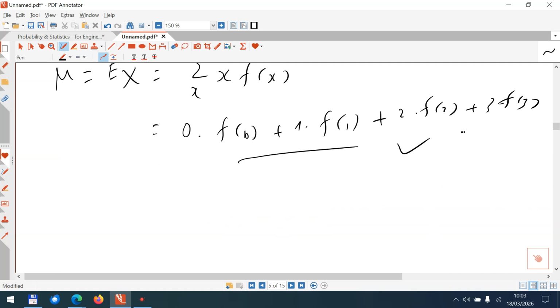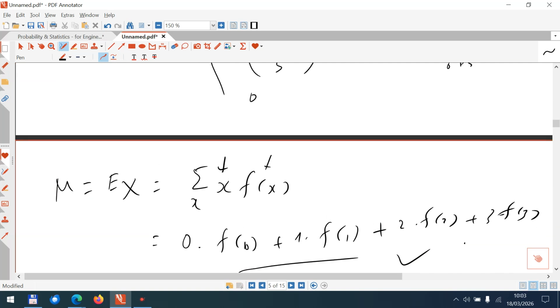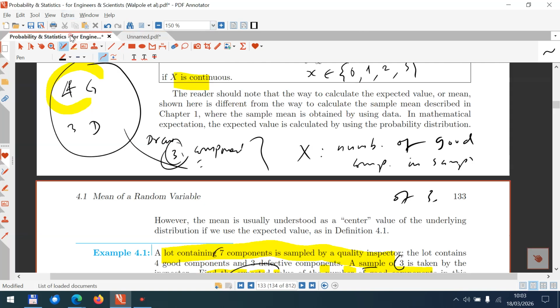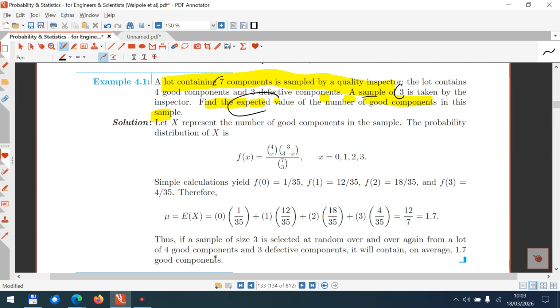The thing you need to realize is that you are computing the number of... he has done it for you, okay, in the example. You can try it yourself. 1.7 is the expected number of good components, and you are doing this without doing any experiments, without collecting any data. You are just using the model. So this is your model, right? I told you that in probability theory you will be using a model, but in statistical theory you will be using a data set.